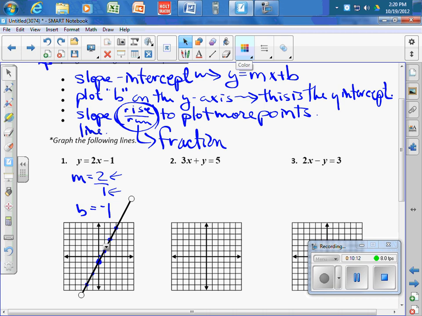Make sure you take your line all the way across the graph, and please use a straight edge, as we want to be as precise as possible. Number 2, 3x plus y is equal to 5.